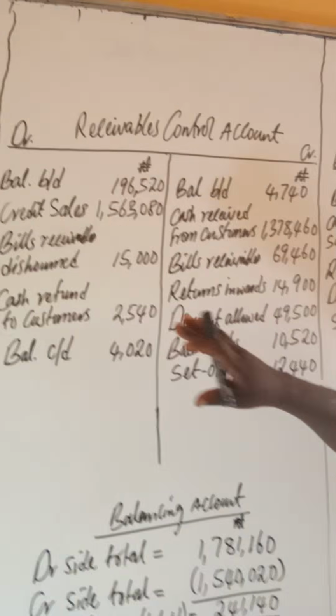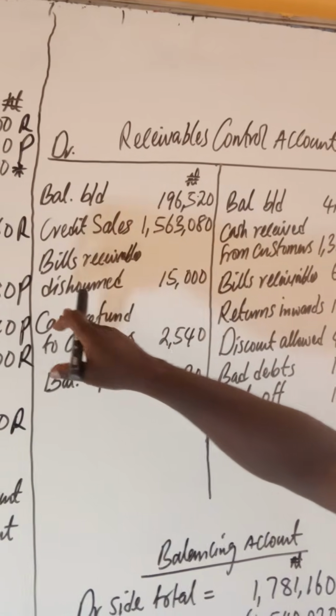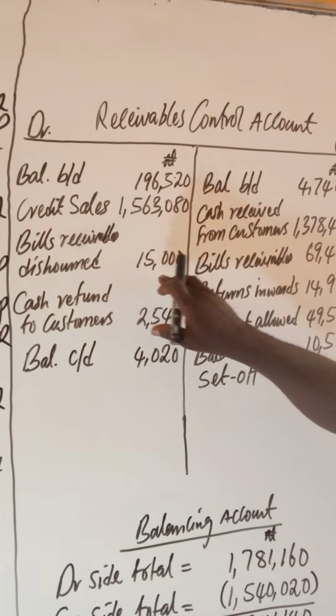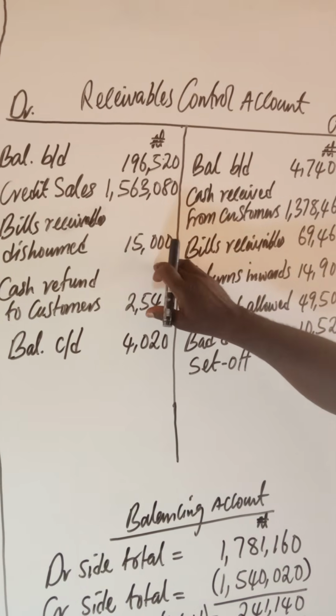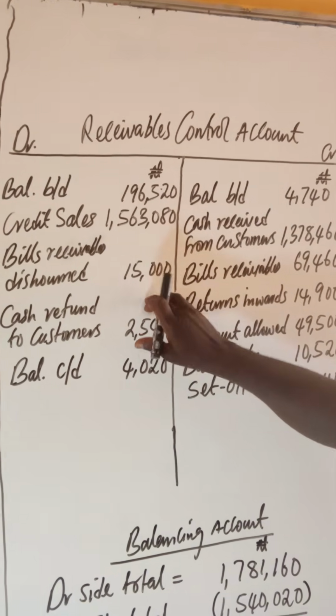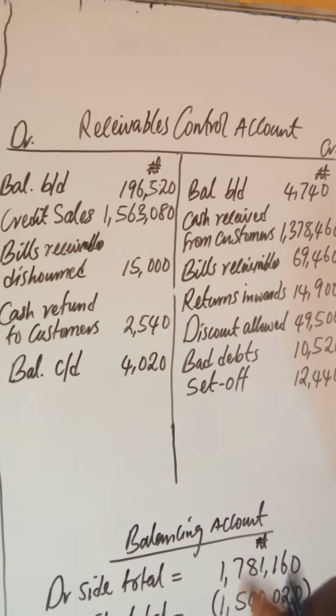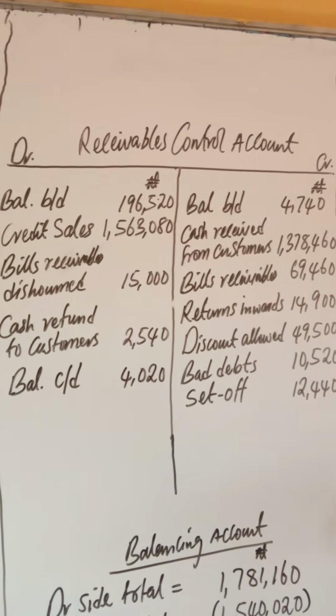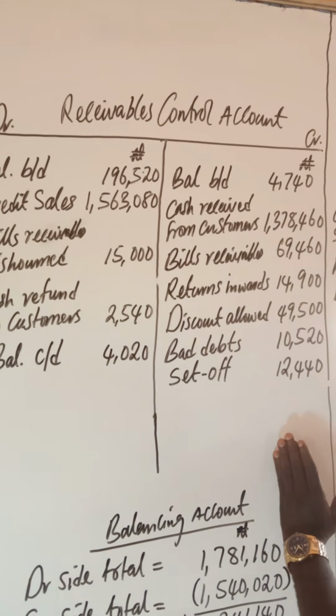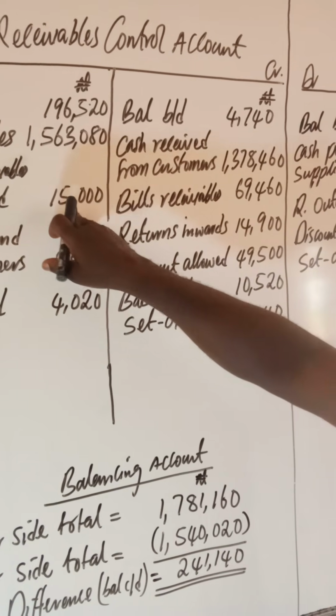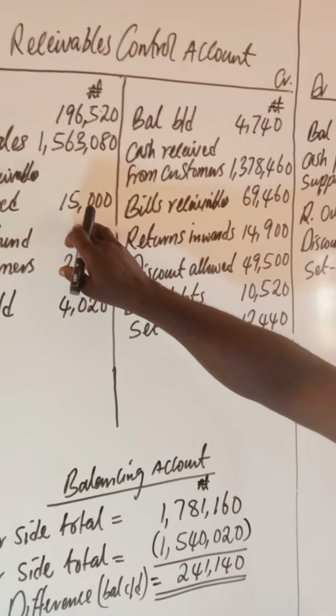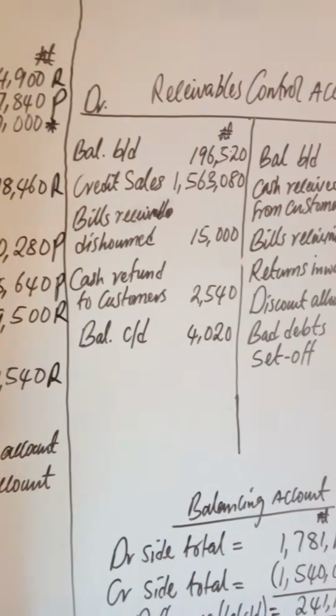So here, look at it here. Bills receivable dishonored is debited. I already explained that when the bill was created, a debt was established and the account was debited. When it was dishonored, it was credited. It's a credit position, so we do the opposite on the debit side of receivable control account, as you can see it here, and that is how it is recorded.